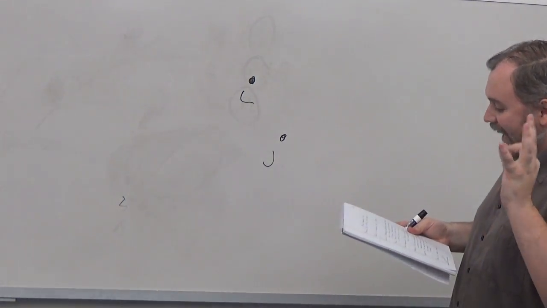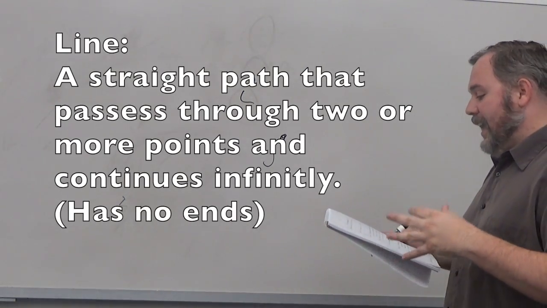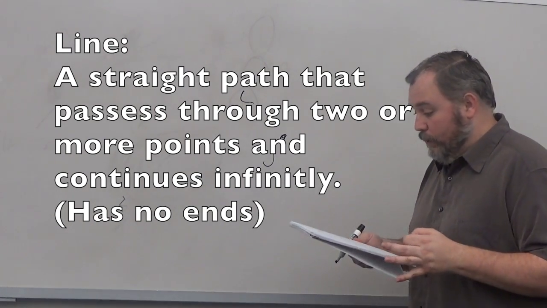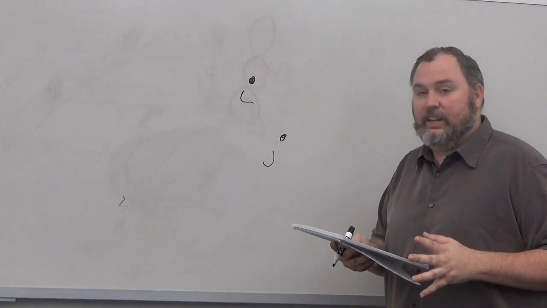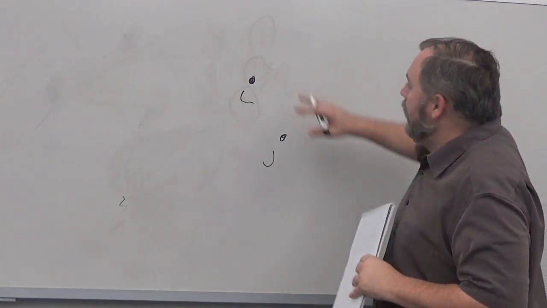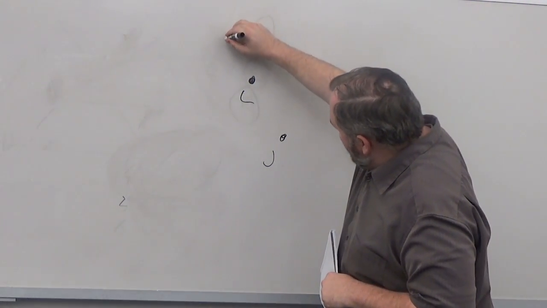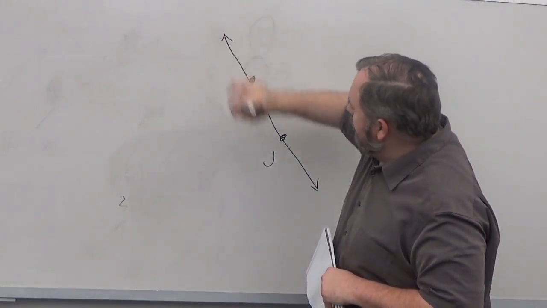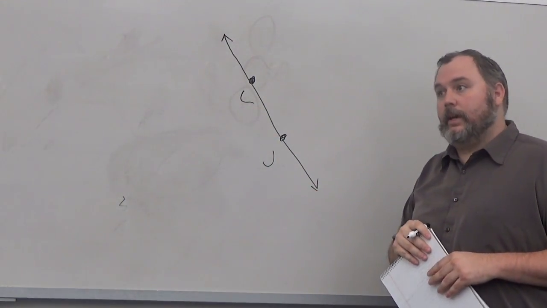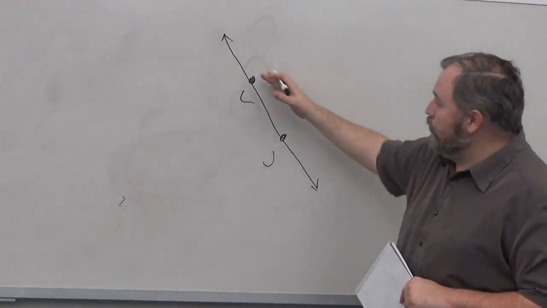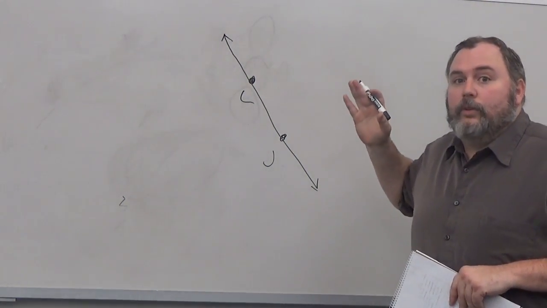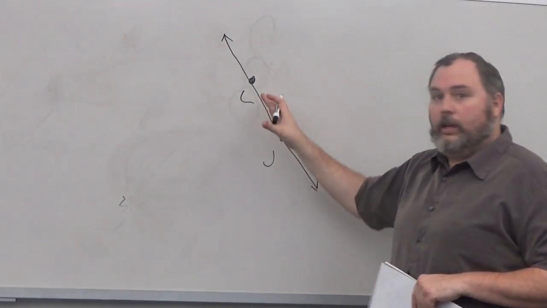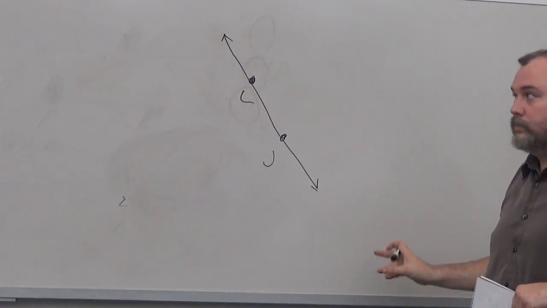Now, a line. It says it is a straight path that passes through 2 or more points and continues infinitely. It doesn't end. So here are my 2 points. I'm going to make a line. Might be a little crooked, but it's a line that goes through them. This line goes through these 2 points, but it goes on infinitely in this direction, and it goes on infinitely in this direction.